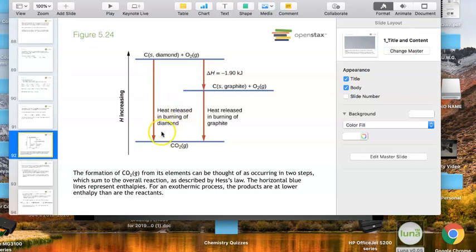You can see the heat released when burning a diamond. Starting here with a diamond reacting with oxygen, you can see this small enthalpy change of negative 1.90 kilojoules. Then the rest of the heat is released in the burning of the graphite. Obviously it's easier to start with graphite than with a diamond, but those values should be the same in terms of your enthalpy values.